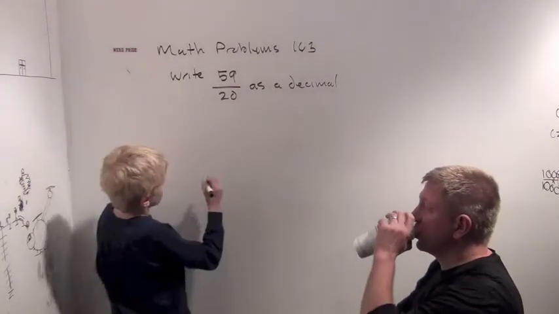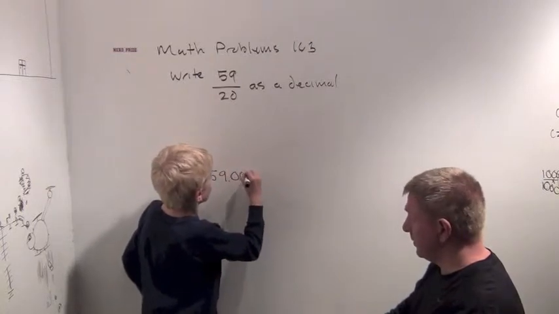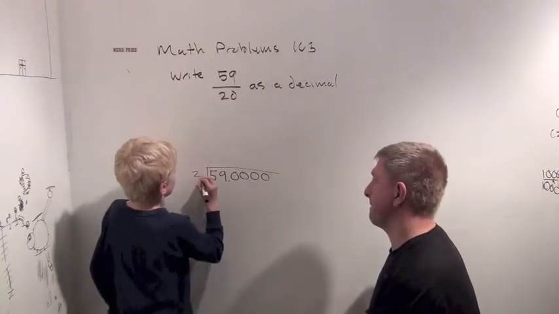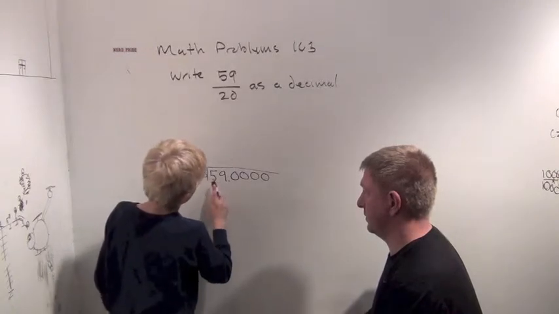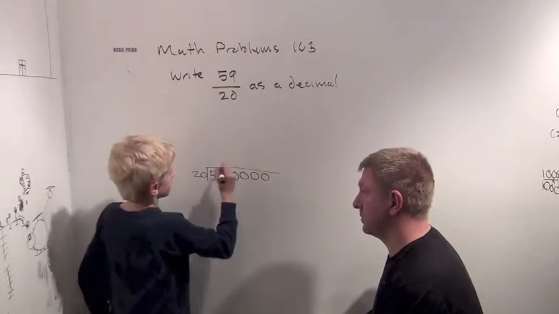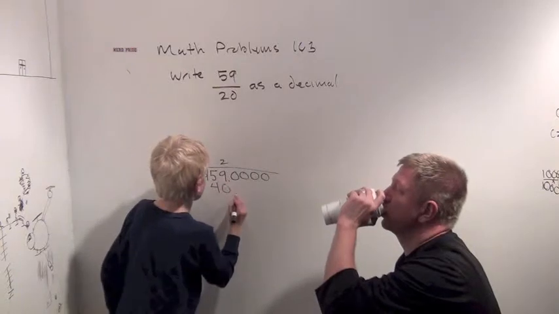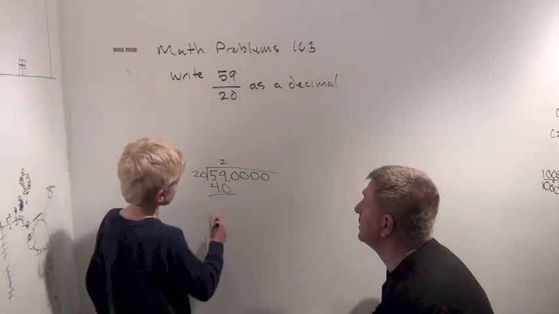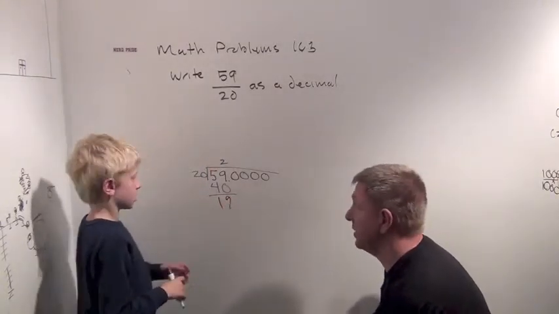I would use long division. So we could do 59.0000. And then we could put a 20 here. Then 20 goes into 59 two times, so that's 40, and the remainder, I think it's 19. Yeah, that's right.